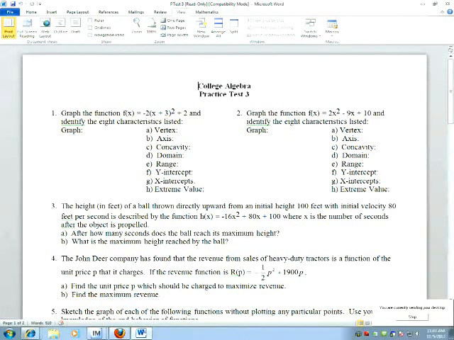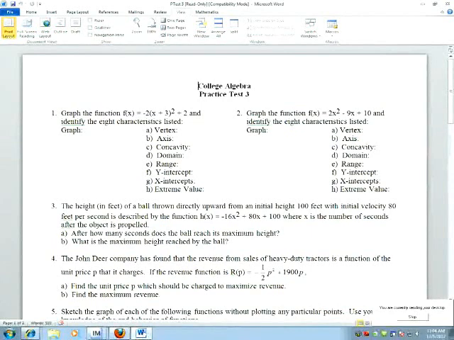What's the domain of any quadratic equation? All real numbers, or -infinity to infinity. The E part, range: graph it first, and then just give me the lowest y value to the highest y value. In the F part, how do you find a y-intercept? Let x be 0. And in the G part, how do you find an x-intercept? Let y be 0 and solve that equation.